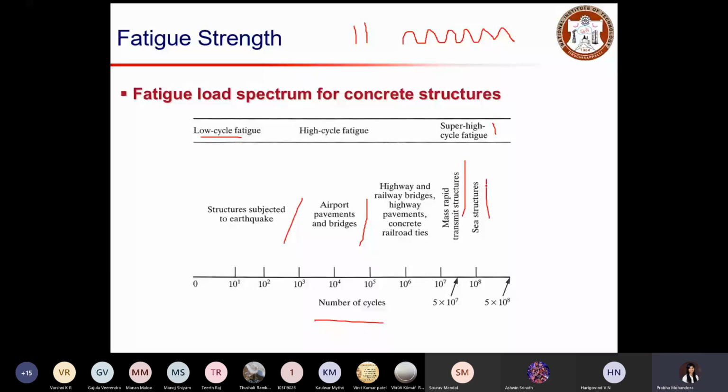This basically represents the number of cycles. When we design concrete for a particular application, we look at this number of cycles and design the strength so that the concrete should withstand that many cycles without failing. The highest stress that a material can withstand for a given number of cycles without failure is called fatigue strength.